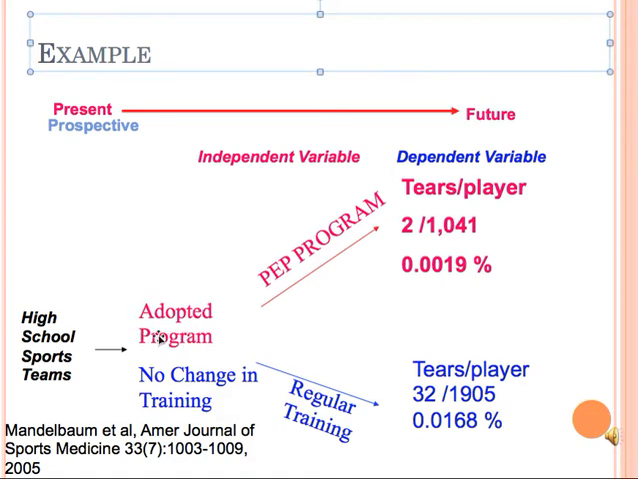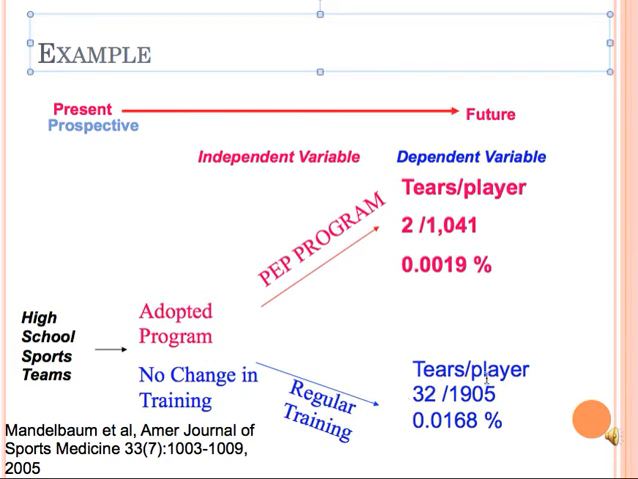The ones who adopted the program, so again, notice it's not random, became the intervention group. The ones that decided not to adopt the program became the control group. They then tracked the injury rates in players that adopted the PEP program and those that didn't. You can see here's the dependent variable: tears per player. There were 2 tears per 1,000 players in the PEP program group, and there were 32 tears in 1,900 players in the control group.